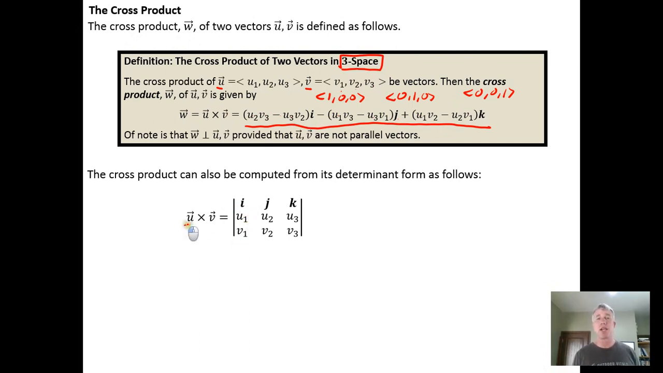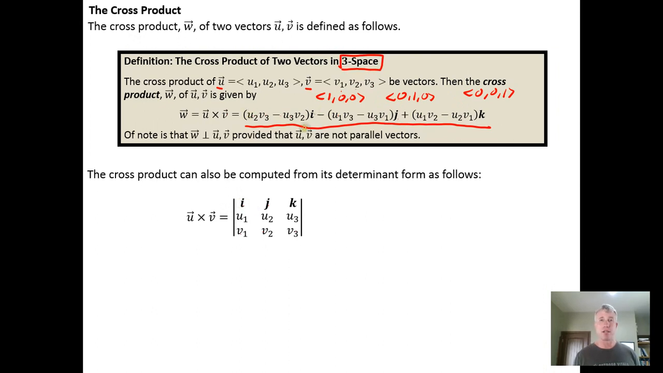So if we want to calculate u cross v, we'll get exactly this expression that we see up here at the right if we calculate this determinant right here. The first row contains the vectors i, j, k. The second row contains the components of the vector u, so the order matters, u1, u2, u3, and then the third row contains the components of the vector v. So if you walk through the determinant calculation, you'll see that you get exactly the expression that's sitting right here.